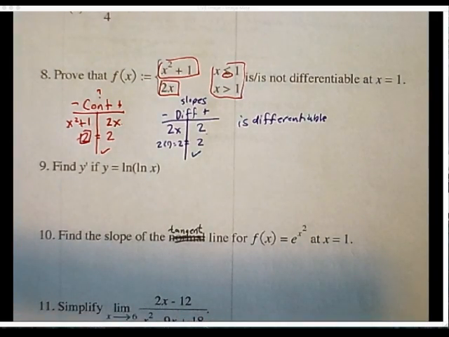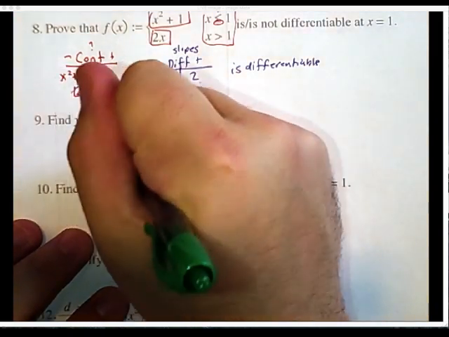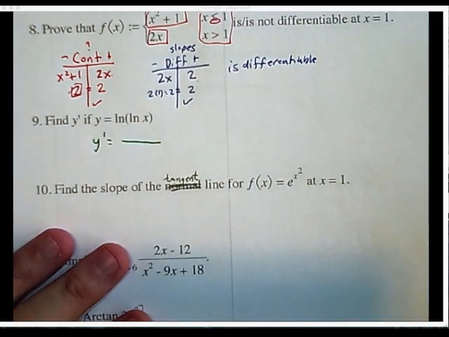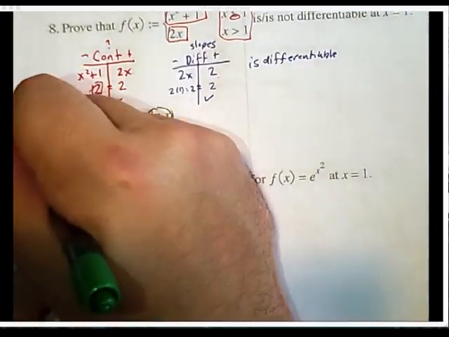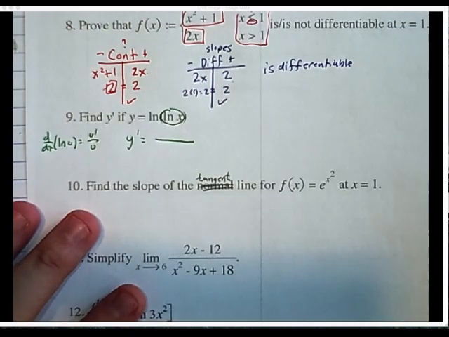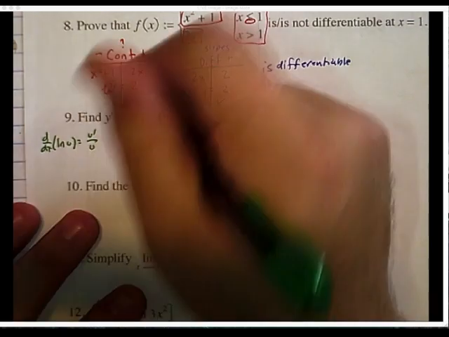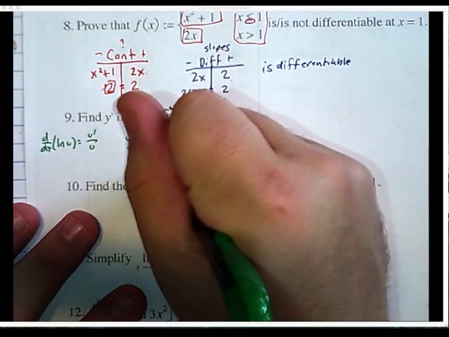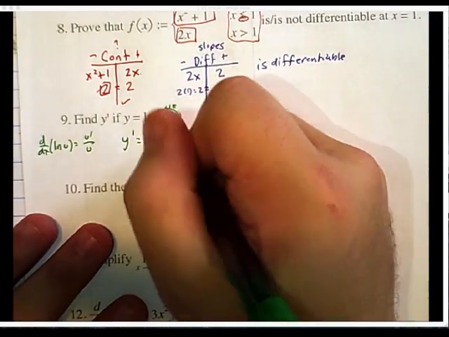Number 9 says find y prime if y equals the ln of the ln of x. So how am I going to find y prime? Ln of something, ln of u. Remember what it says: if I want to find the derivative of ln of u, all I do is u prime over u. Here the u is another ln of x, so ln of x will go on the bottom. And what's the derivative of ln of x?